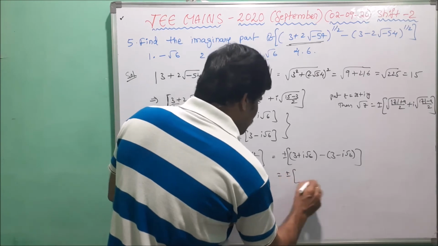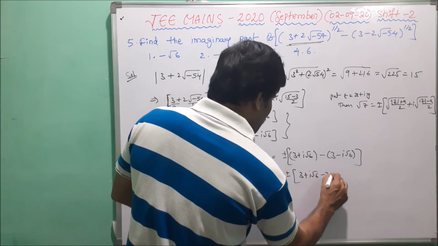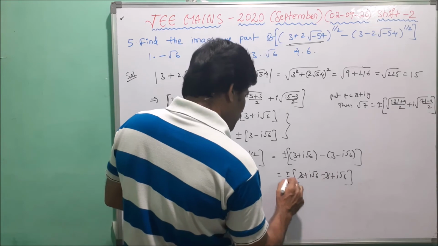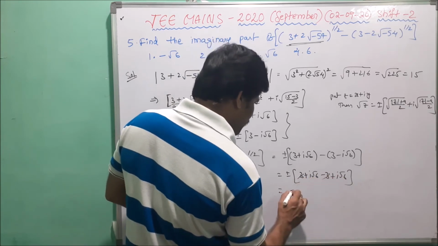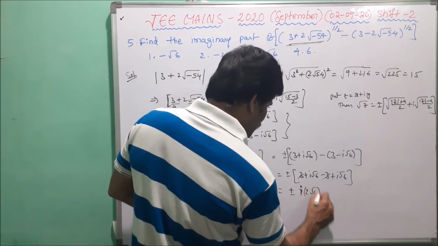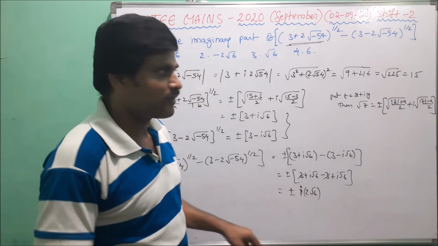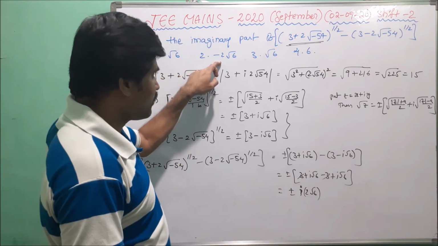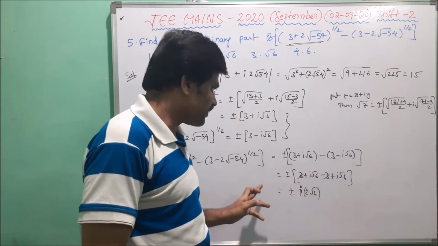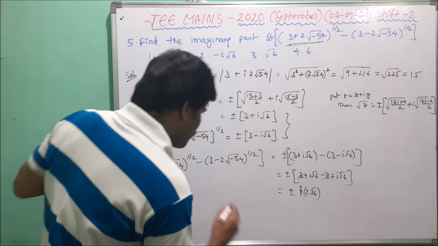That value can be equal to 3 minus 3, 3 plus i root 6 minus 3 plus i root 6. Here 3 cancels. Here we observe in this i root 6, that is plus or minus i into 2 root 6. Here either plus i 2 root 6 or we take minus i 2 root 6. But in the given options only minus 2 root 6 is there. So here the imaginary part of that number is minus 2 root 6.